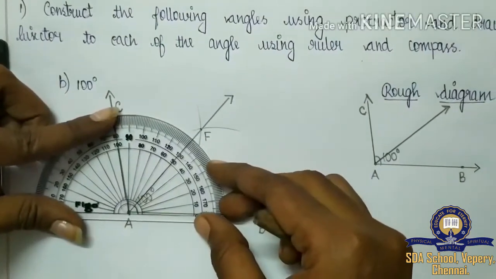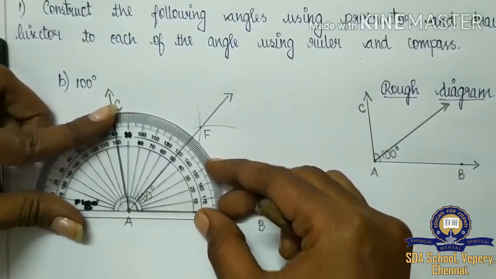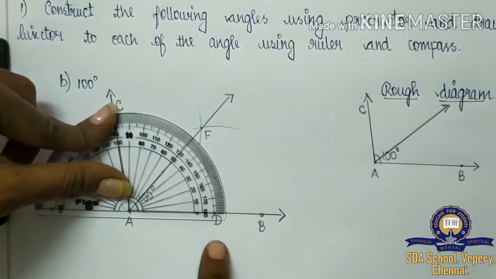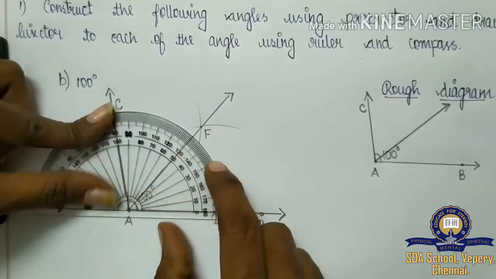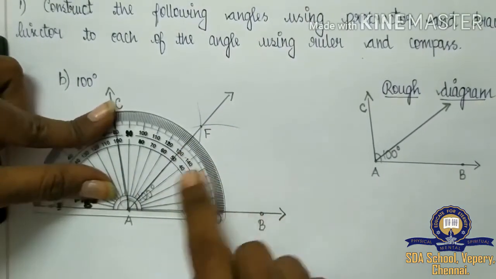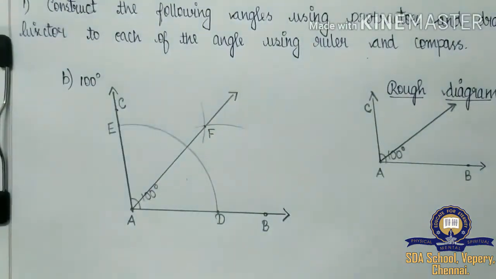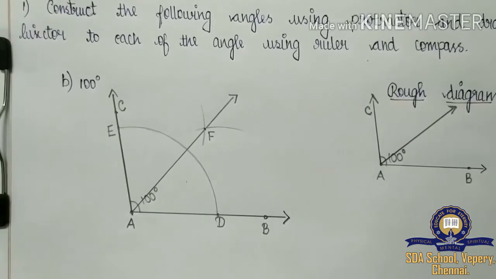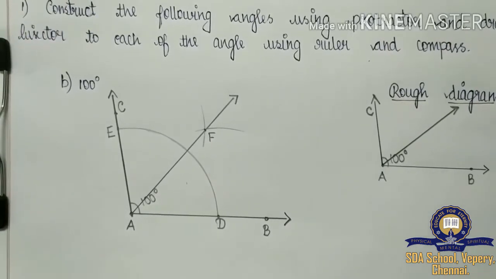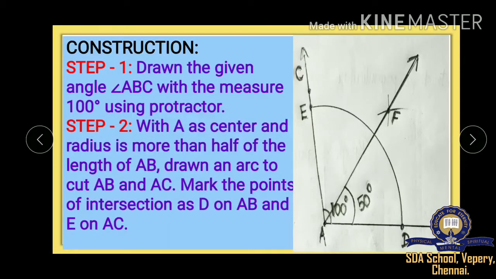So we will check angle ABF is 50 degree. See, this is 50 degree, right? So now our construction is correct. Are you clear, students? Move on to our construction part.